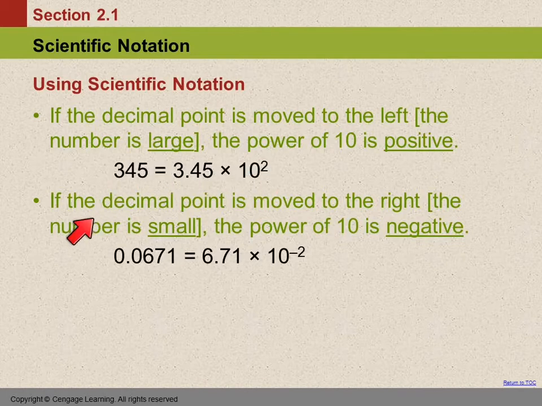If the decimal point is moved to the right, or better, if the original number is small, then the power of 10 is negative. So here, 0.0671, we're moving the decimal point 2 places again, so it's after the 6, 6.71. The exponent is 2, but it's negative because this is a small number.